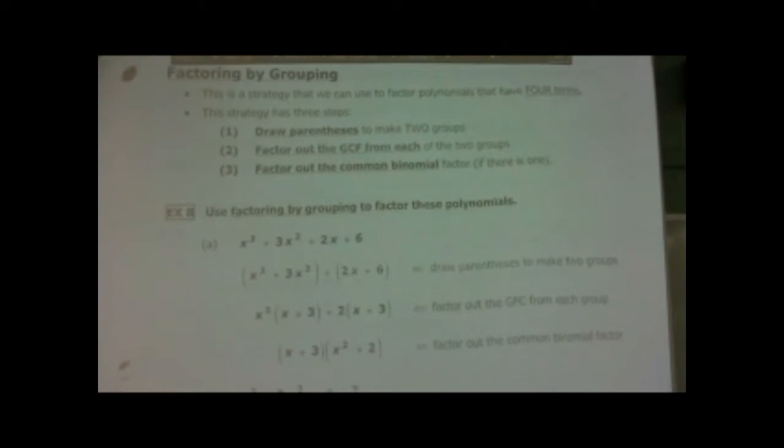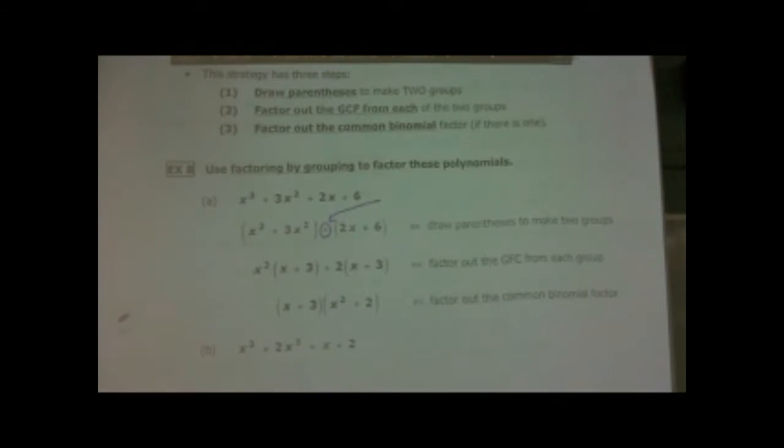And this first example is written out here for you. So the first thing we have is a polynomial with 4 terms. The first step is to put parentheses around the first 2 terms and parentheses around the last 2 terms. And notice something. In between them, I'm leaving a plus sign. All right? That doesn't go away. I'm leaving that in between, and it is very important.